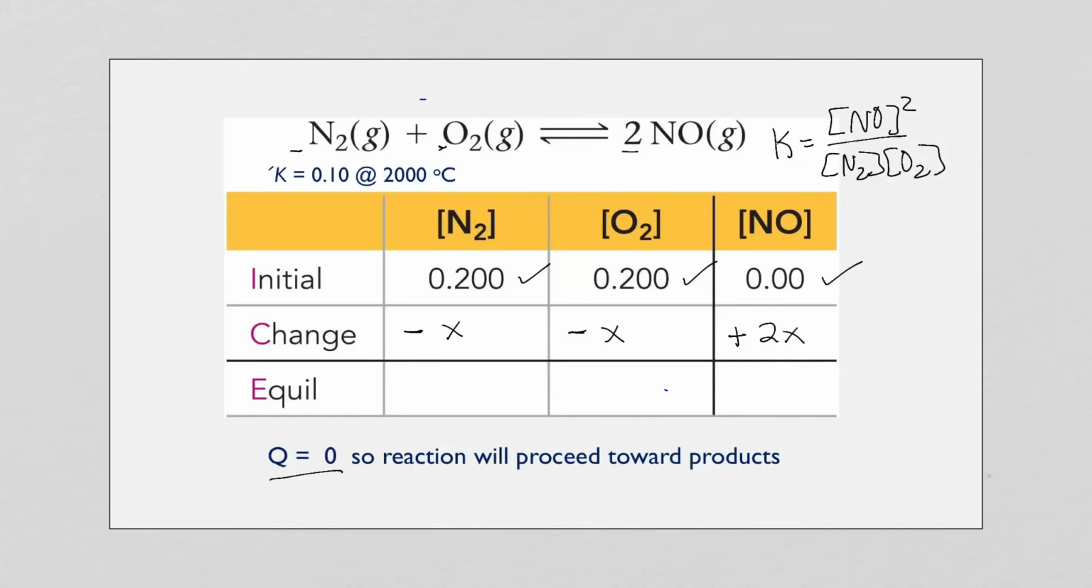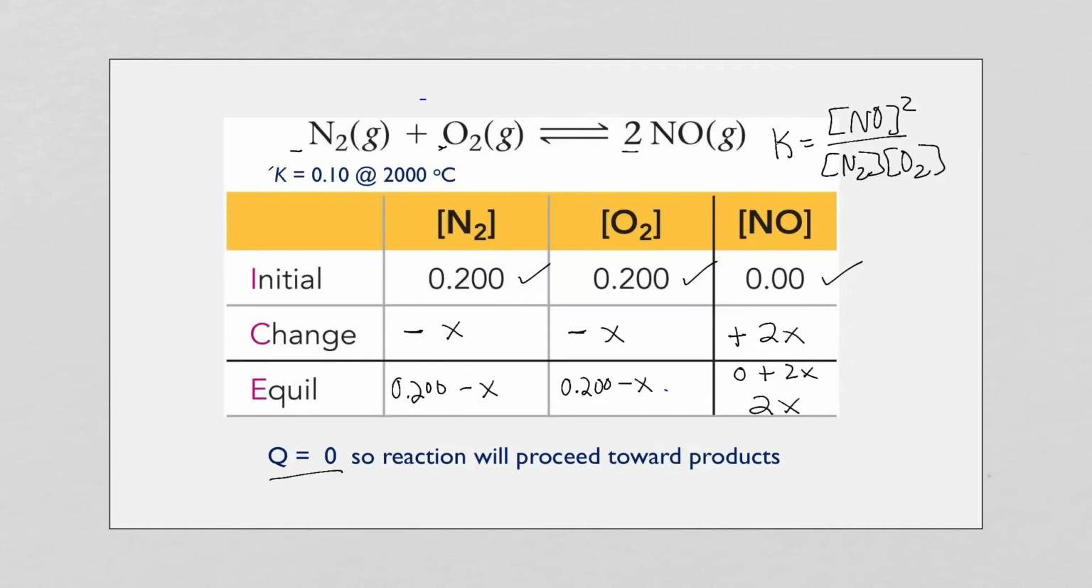Now we can define the equilibrium concentration using equations, taking our initial minus our change, and we have our initial minus our change, and then we have our initial plus our change, or you can simply write this as 2x.